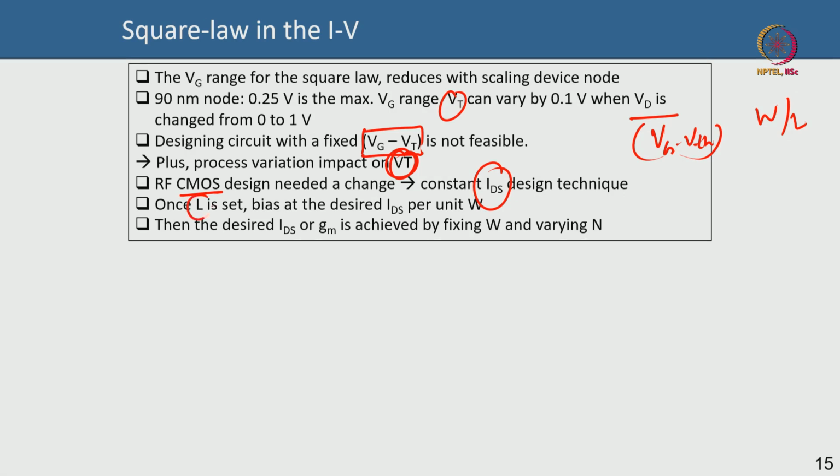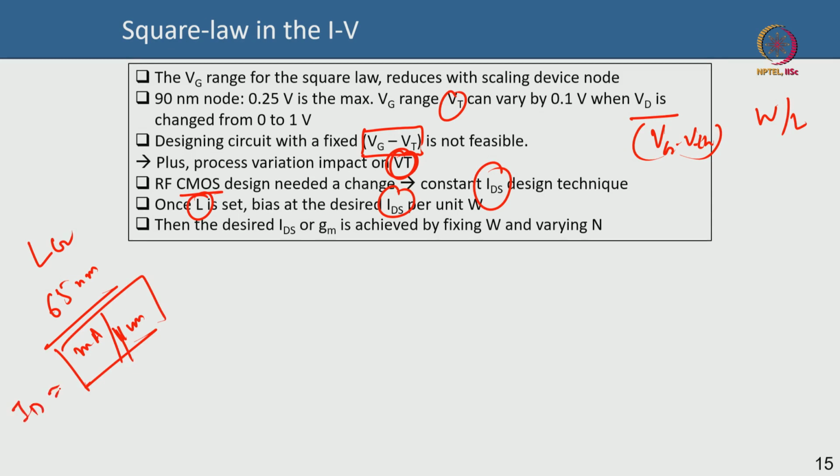Once your gate length is frozen, you will implement it in a foundry in a certain gate length process. So you can say that I will use a 65 nanometer process. So your gate length is fixed now. Once your gate length is fixed, then you bias the gate such that you get a desired drain current per unit width, amp per mm. So you want a certain milliamp per micrometer or microamp per micrometer, that is the drain current you want. To get that drain current you have to fix the gate bias.